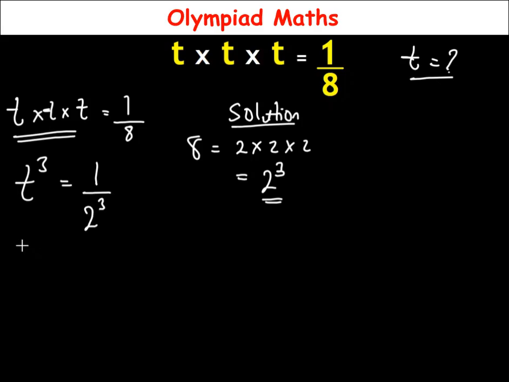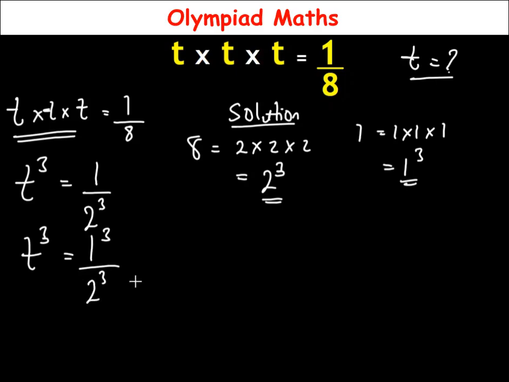Now with this, we have 1 also. 1 can be written as 1 times 1 times 1. So 1 in 3 places is equal to 1 because 1 times 1 times 1 is equal to 1. So in place of 1, we can write down 1 raised to power 3. So 1 raised to power 3 all over 2 raised to power 3.